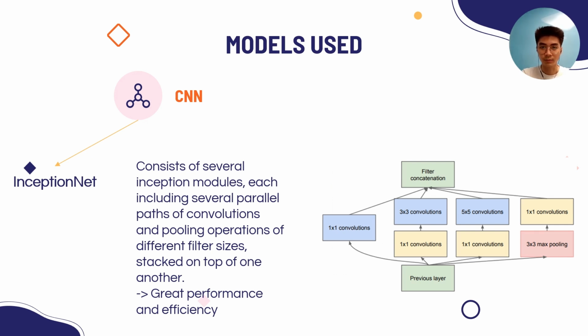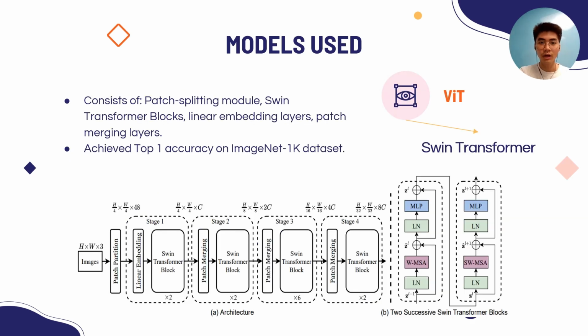Our last choice of a CNN model, InceptionNet, consists of several inception modules. Each includes several parallel parts of convolution and pooling operations of different filter sizes. With its great performance and efficiency on vision tasks, it proves to be another viable candidate for experiment. Moving on to transformer models, we'll be selecting Swin Transformer. The model architecture consists of a patch splitting module, followed by several Swin Transformer blocks interleaving with linear embedding layers and patch merging layers. It achieved top-1 accuracy on the ImageNet-1K dataset, proving its high prediction performance on vision tasks.